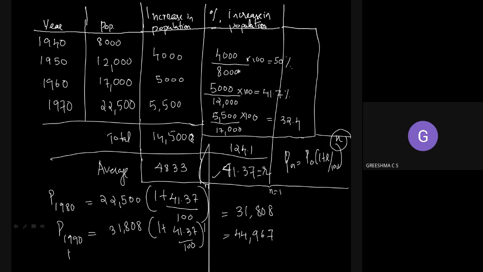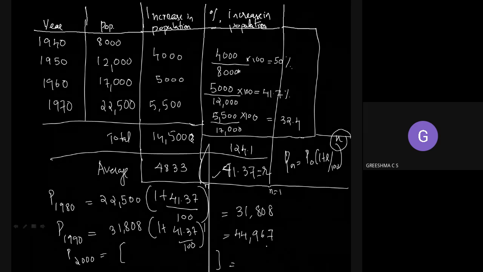Similarly, you can find out the population for the year 2000 also. Tell me how much population you are getting for the year 2000. Okay, 63,570, correct. Very simple method: Pn is equal to P0 into 1 plus R by 100 all raised to N.